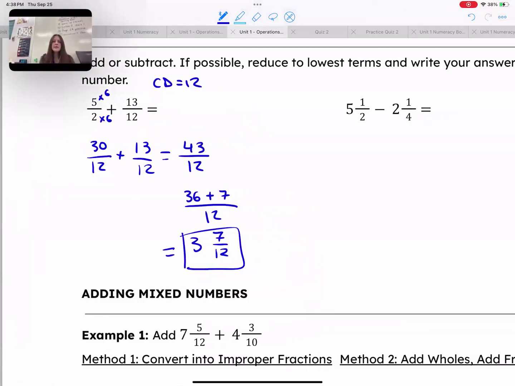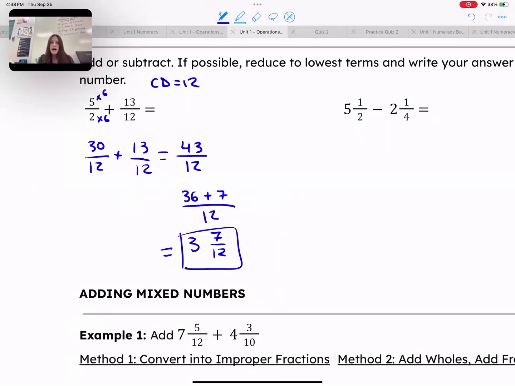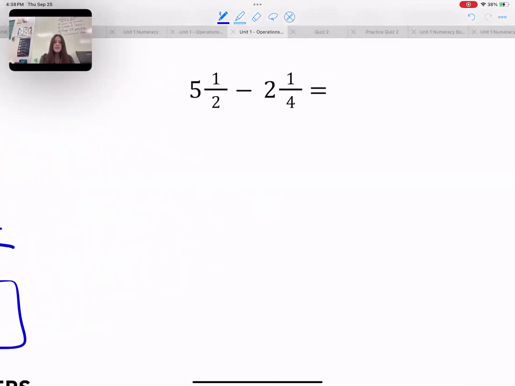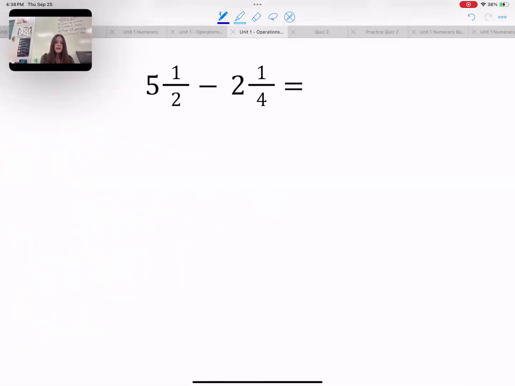If you need to review how to convert improper fractions into mixed fractions or mixed fractions into improper fractions, come see me at Flex and I can show you how, or you can ask the substitute or maybe a fellow peer in your class. Okay, next we are going to proceed with this one.